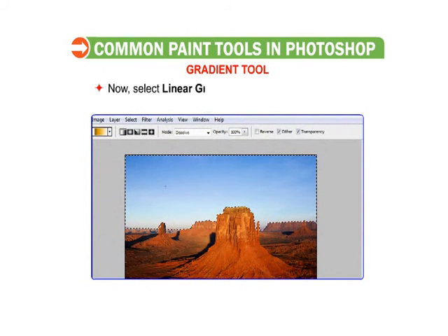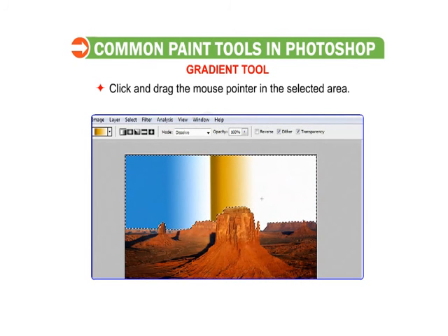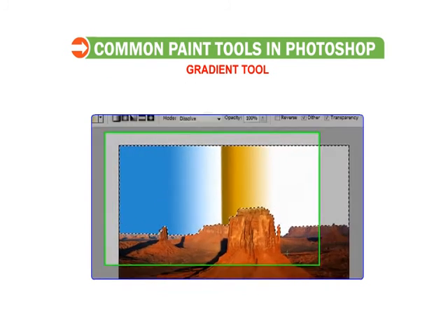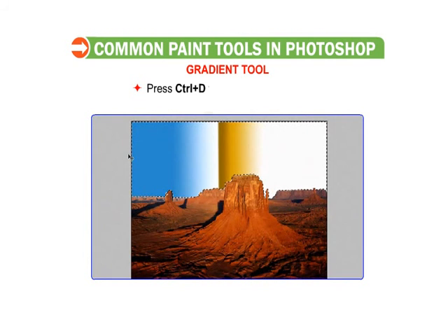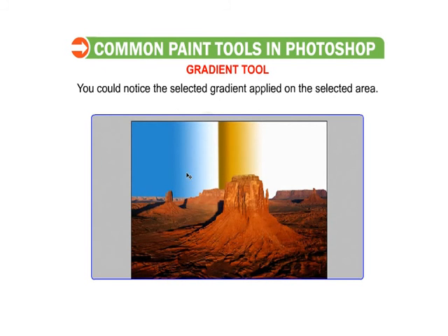Now select Linear Gradient from the Context menu. Click and drag the mouse pointer in the selected area. Press Ctrl+D to deselect the selection. You could notice the selected gradient applied on the selected area.